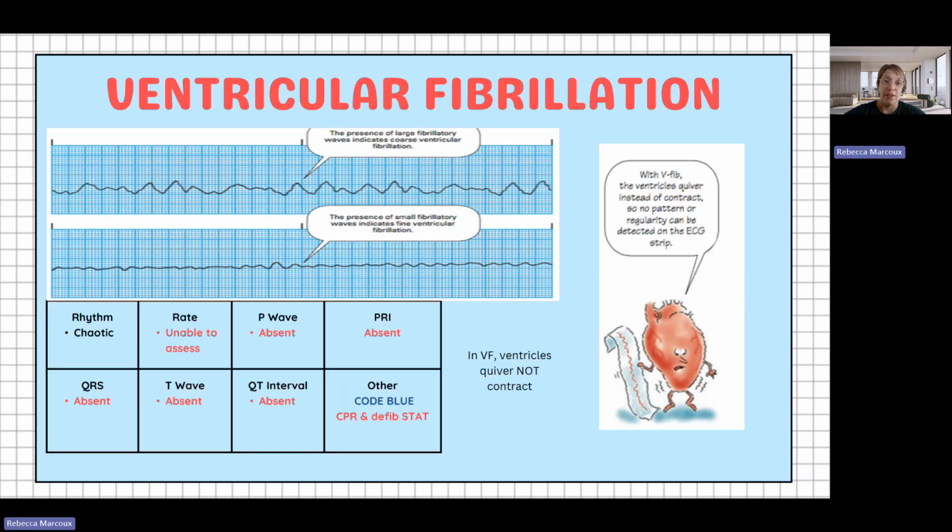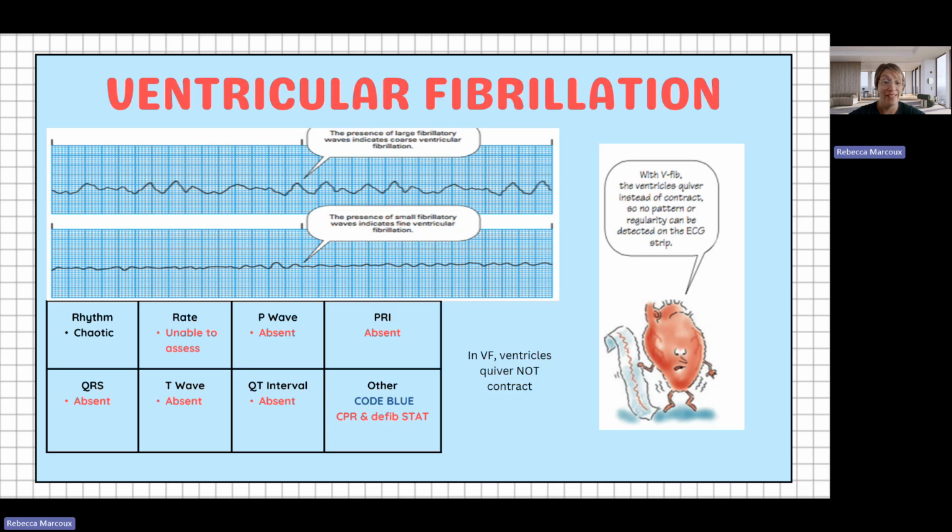Our next rhythm is ventricular fibrillation. So ventricular fibrillation is a squiggly line, for lack of a better term. It's fibrillatory waves is how we refer to them, but it's generally chaotic. We cannot assess rate. There's no P waves, there's no PR interval, there's no QRS complexes, we have no T waves. This is always a code blue.